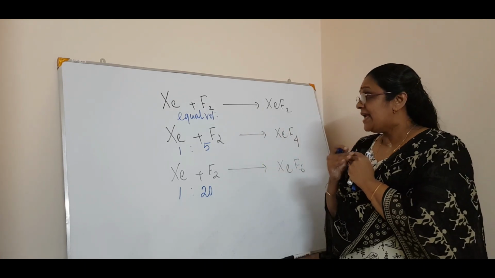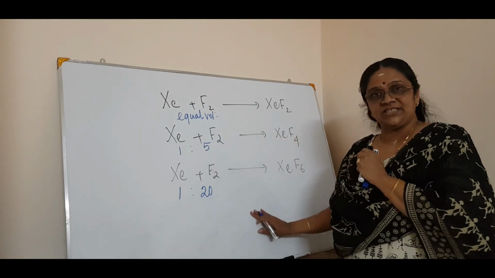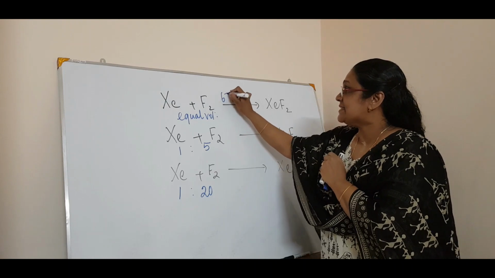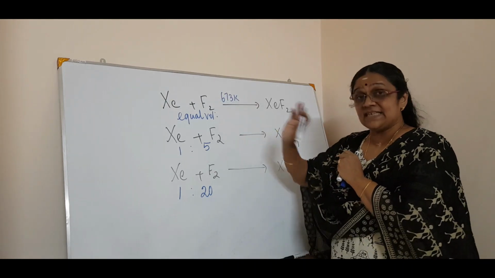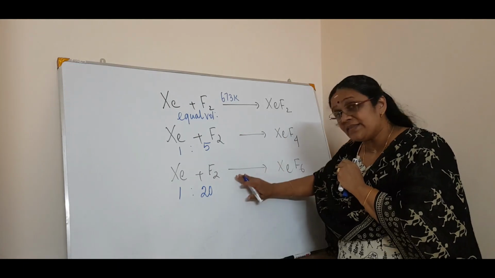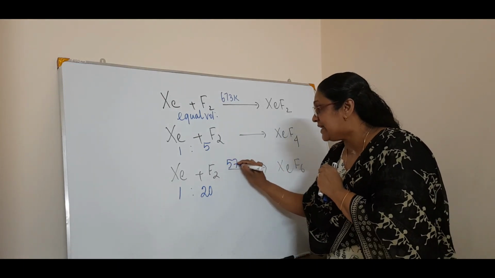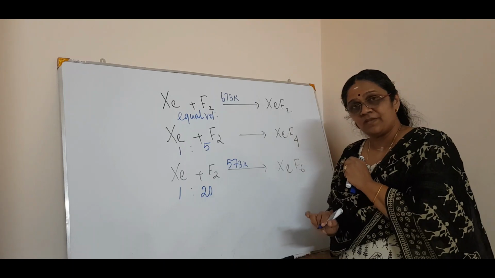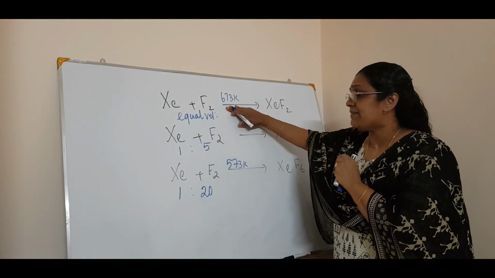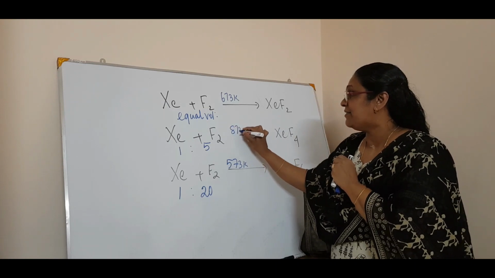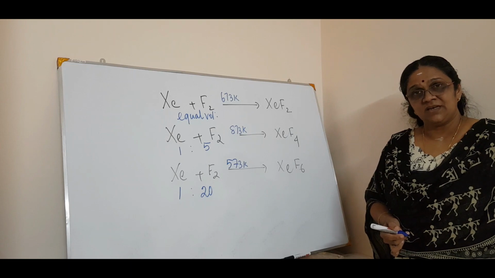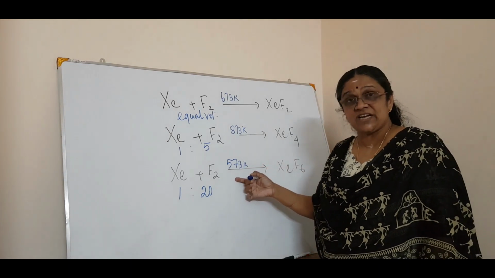Next is the temperature. The first one is 673 Kelvin. Next, I will remember the third one, that is 873 Kelvin. Or I will start from here: 573 Kelvin, 673 Kelvin and 873 Kelvin. It's a comparison, a gradation. It is very easy to remember like this if you study this.